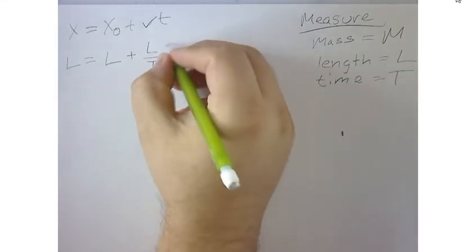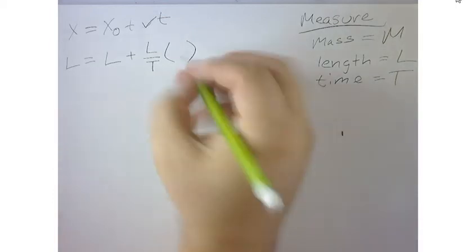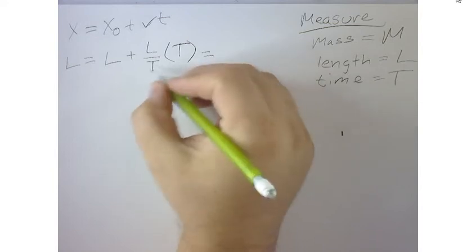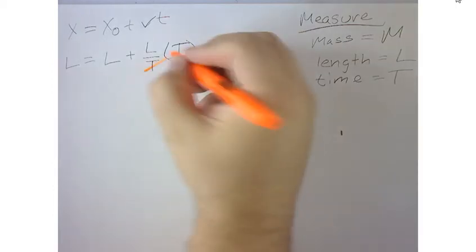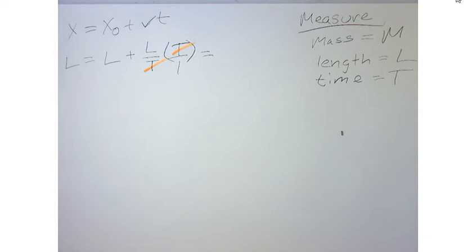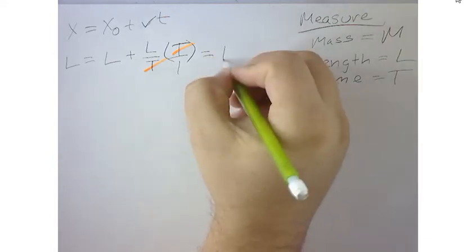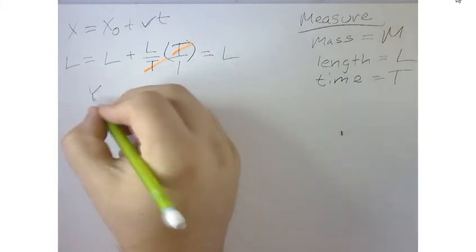And then that's got to be multiplied by t, time, which is time. Now watch what happens. This is really the same as t over 1. So what happens to my t's? They cancel out. And so I have a length plus a length, which is really a length. So yes, this is dimensionally correct.